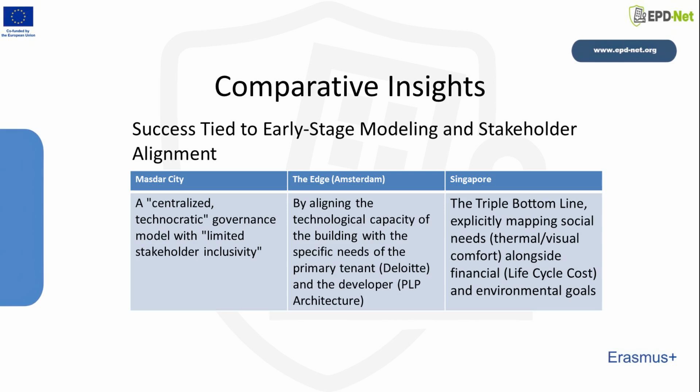The divergence in success between these projects highlights the critical importance of aligning modeling goals with stakeholder realities. Masdar, misalignment and calibration. Masdar faced challenges due to a misalignment between its utopian vision and market realities. The project was driven by a centralized, technocratic governance model with limited stakeholder inclusivity. While early modeling promised a zero-waste, zero-carbon city, the lack of broader stakeholder buy-in, beyond state elites, and the high cost of technologies led to a reality gap.